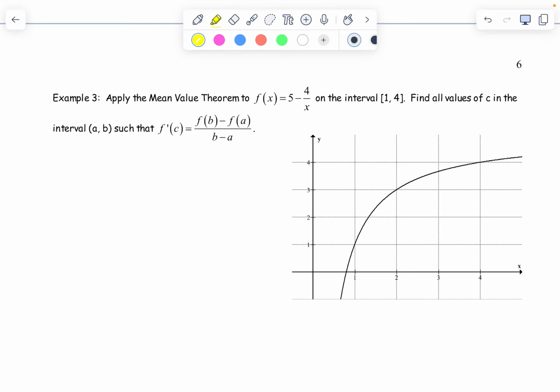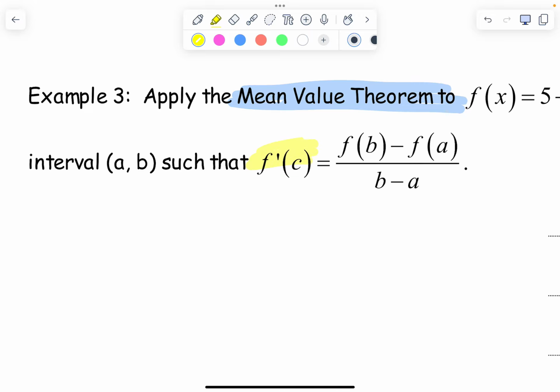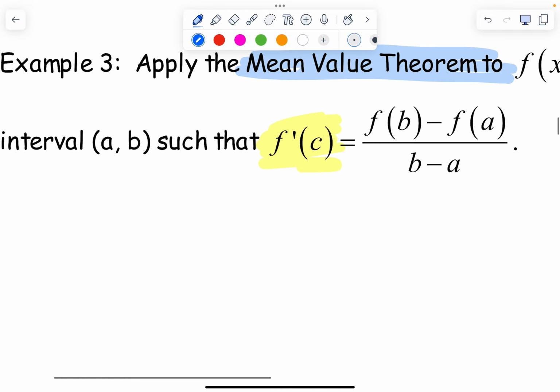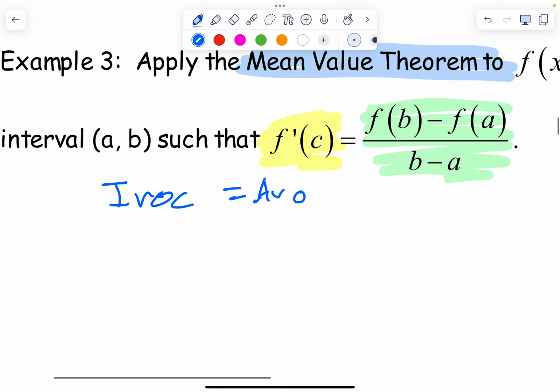Okay, let's highlight mean value theorem. If it says to apply the mean value theorem, we're doing IROC equals AROC. So I'm going to start highlighting some important pieces. F prime of c, what is that representing, the AROC or the IROC? IROC, very good. So write IROC is equivalent to, then that means my other side must be not the IROC, but the what? AROC, very good. That will be a common term I use for this chapter. IROC is instantaneous. It says to find the derivative.